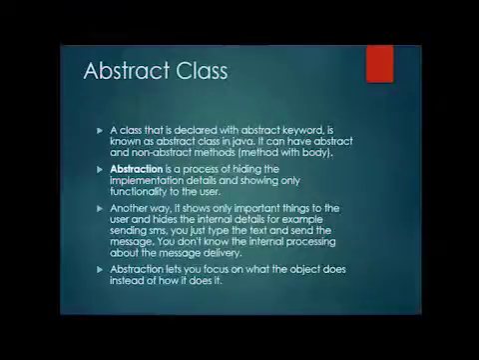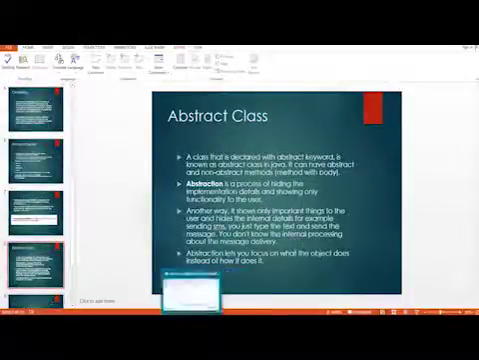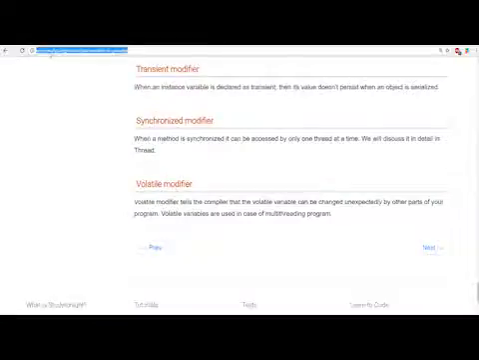For example, sending SMS, we just type the message and we don't know how the message is being processed, how it's being sent and how it's being received. We just type it in and we just send it. Now abstraction focuses on what the object does instead of how it does it. So what it does before how it does. Sounds interesting, right? So let's see some examples.